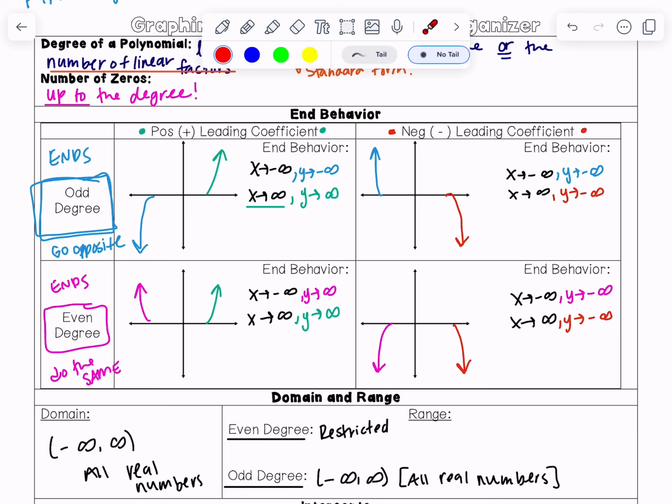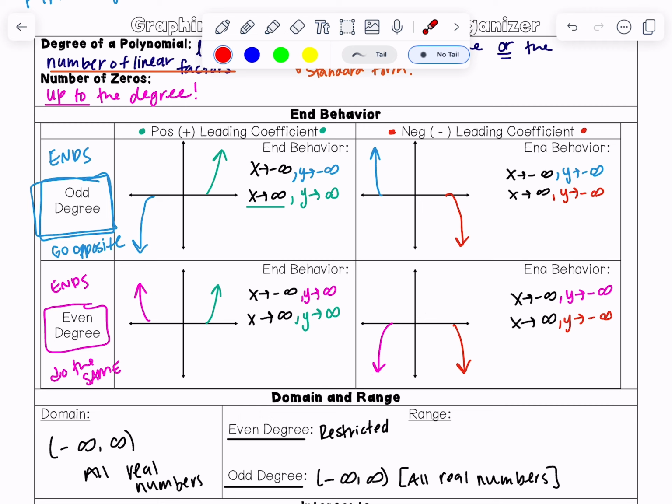So just a quick review. Once again, we start with that leading coefficient and determine what your right-hand side is doing. Is it going up or is it going down? If you have an odd degree, your left-hand side does the opposite. If you have an even degree, it does the same thing that your right-hand side was doing. So that's our end behavior.